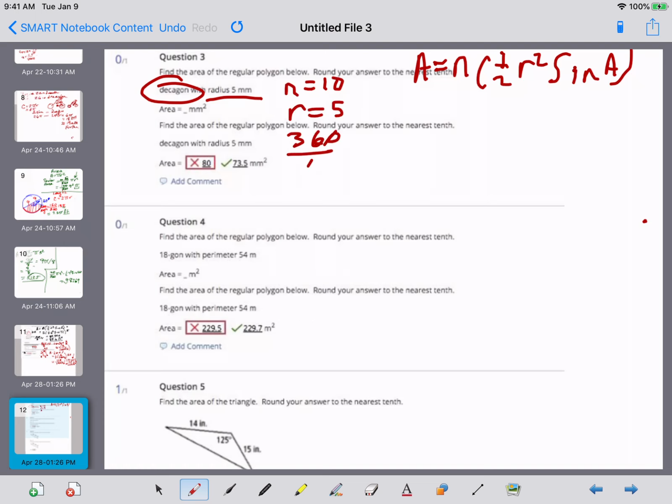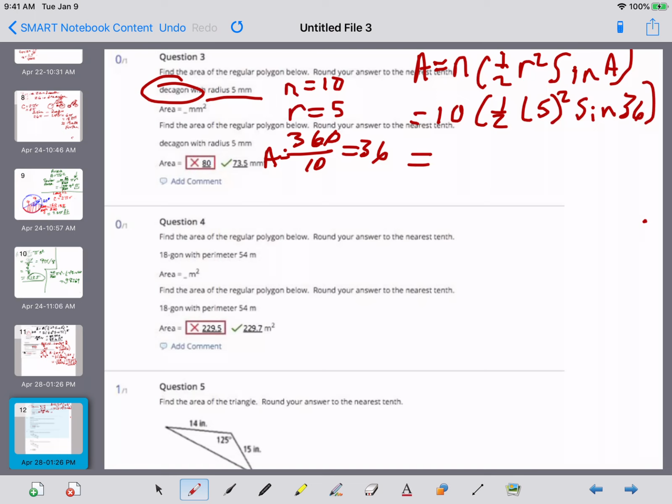360 divided by 10 is 36. So my A is 36. So I've got all the values that I need. So I just pop them in: sine of 36. Now, pop that in my calculator.